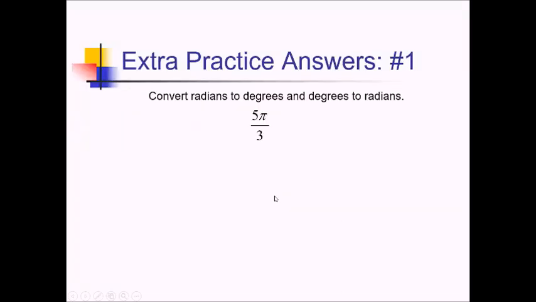For this problem, I'm trying to convert this into degrees because it's already in radians, which I know because I don't see a degree symbol. So to do this, I have to multiply by 180 over pi. Pi's are going to cancel, and to do this without a calculator, I can reduce the 180 and the 3, so that gives me a 60 in the numerator. 5 times 60 gives me 300 degrees.